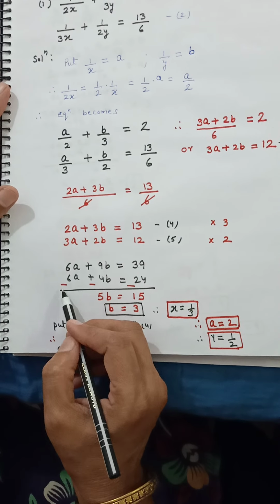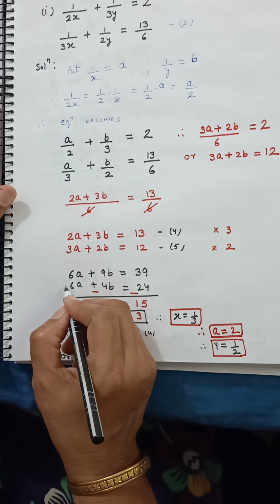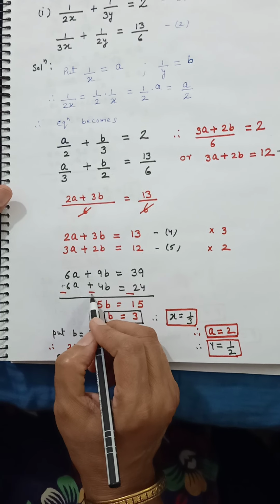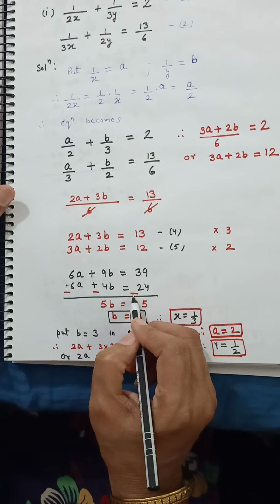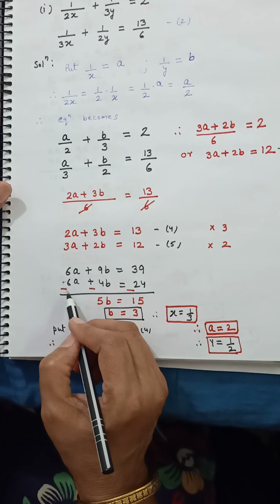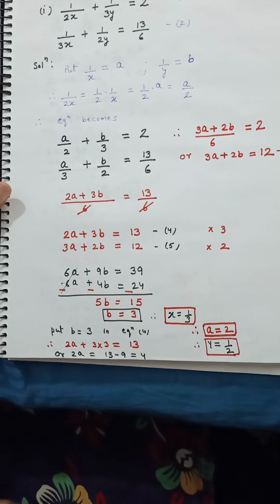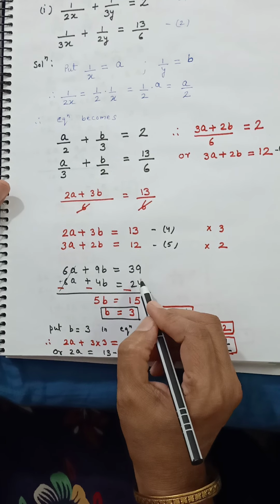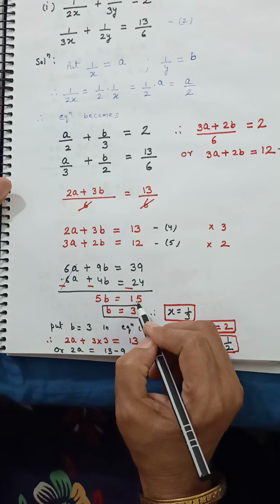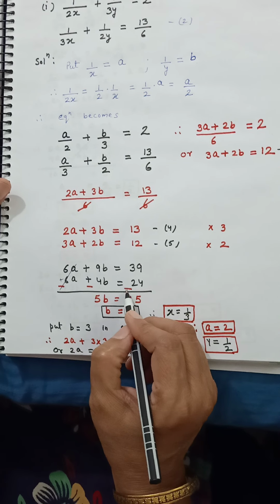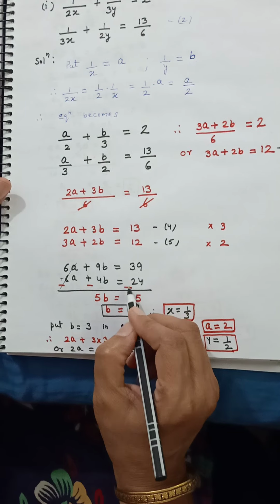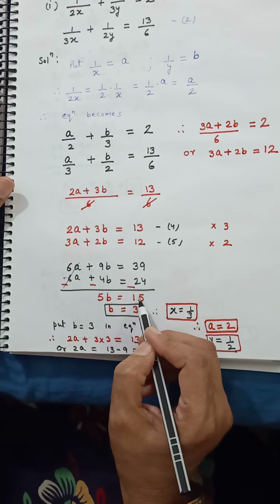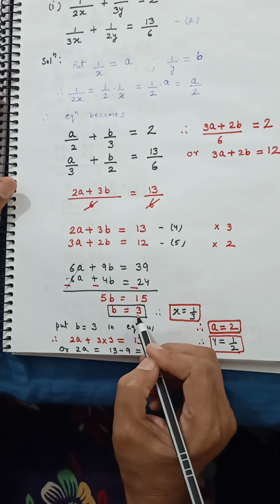Subtract means change the sign. What is the sign here? It is plus, so it becomes minus. Plus becomes minus. Now 6a minus 6a, it will cancel. 9b minus 4b will be 5b, and 39 minus 24 is equal to 15. After changing the sign, you have to check this sign, not the plus sign, the minus sign. So 5b is equal to 15. So b will be equal to 15 upon 5, which means 3.